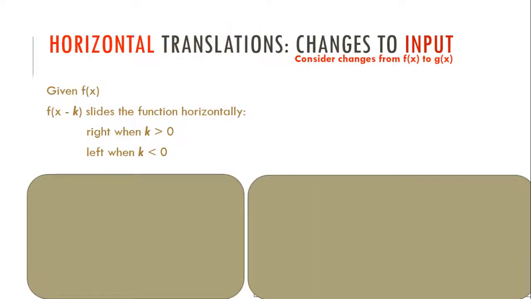All right, took a second to cover some things up just so we're not overwhelmed when looking at our slides. So the horizontal translation, remember that horizontal is left to right when we're looking at our graph, and we're looking at changes to the input. So consider the changes from f of x to g of x and how they change the input. So if we're given some function, it doesn't matter the function, if we're given some function f of x, if we change the function by changing the input.